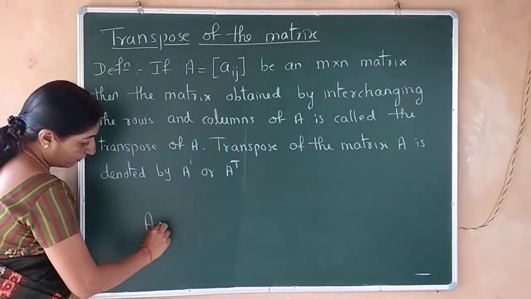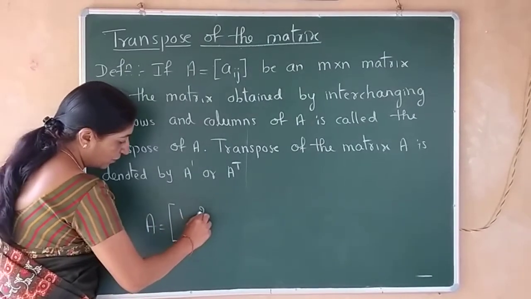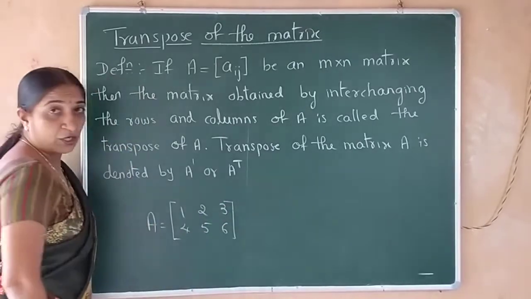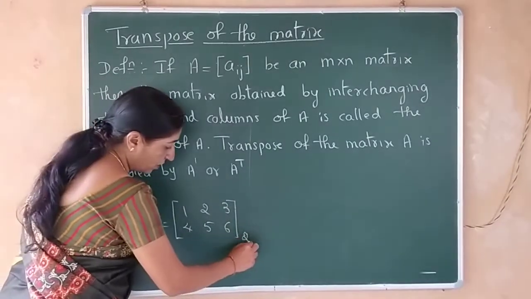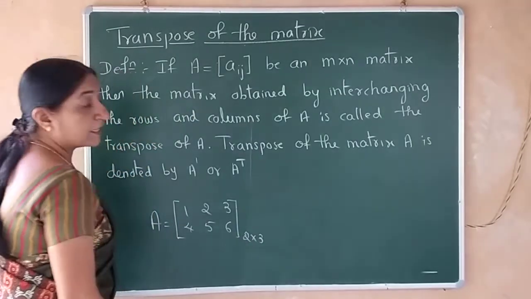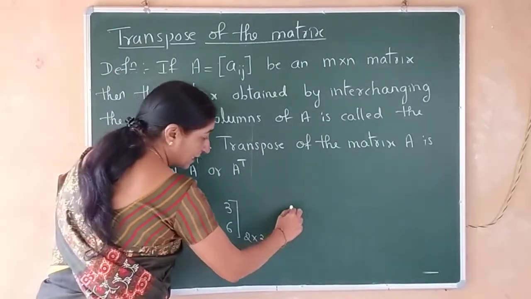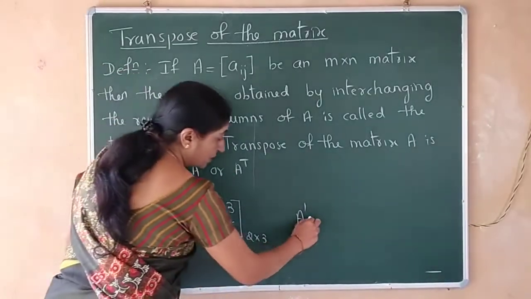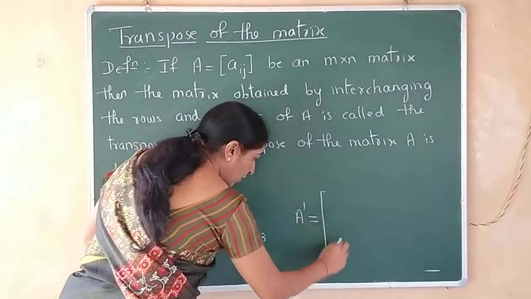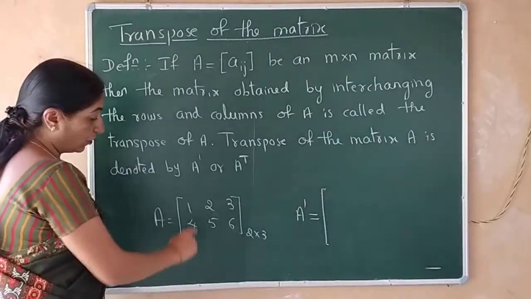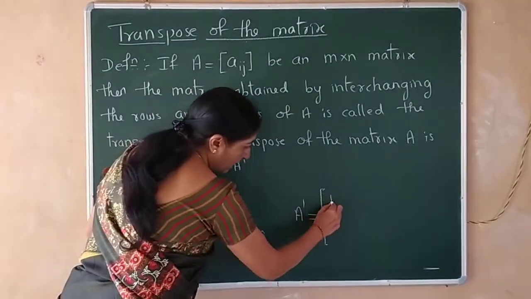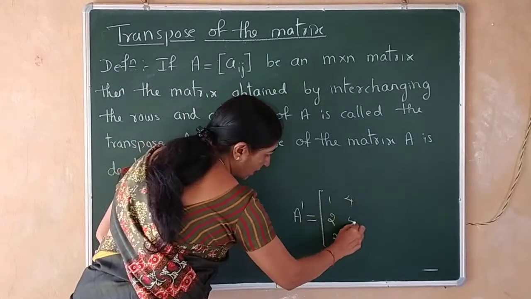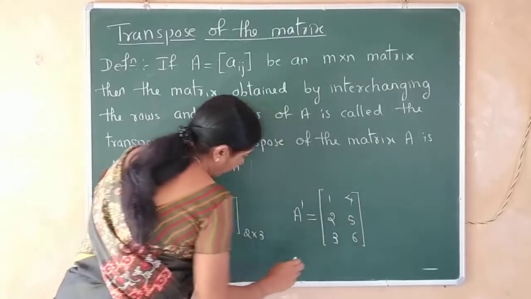If one matrix is given to you, see, 1, 2, 3, 4, 5, 6. What is the order of this matrix? This matrix has the order 2 by 3, and transpose is nothing but just interchange. It is denoted by A dash or A raised to T. So just interchange the rows into columns, columns into rows. Here 1, 2, 3, this is the first row. It changes to the first column, and the second row changes to the second column. So it is a very important, very simple concept.